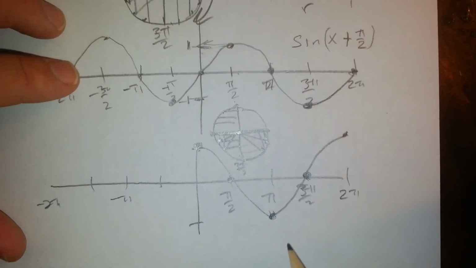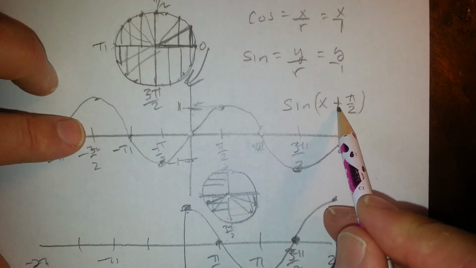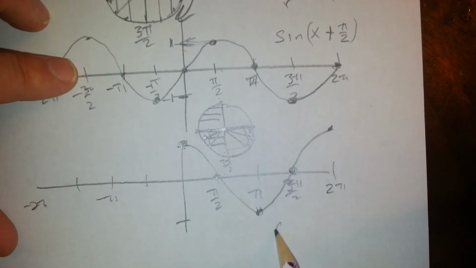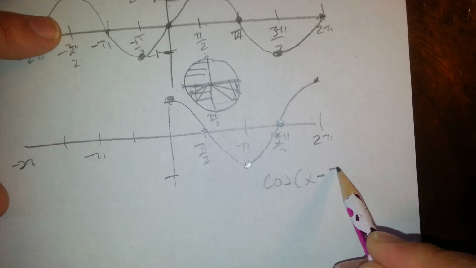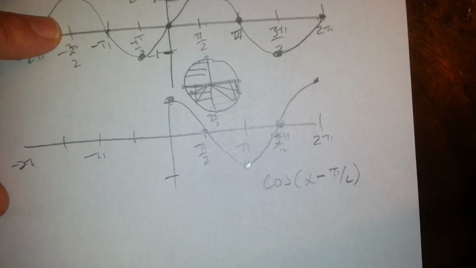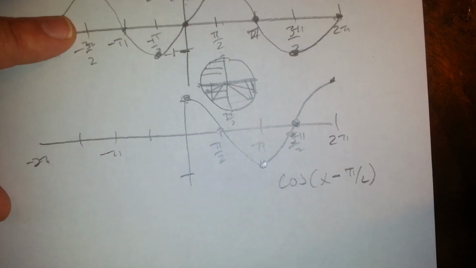If I took cosine, okay, so remember plus means left, if I took cosine and I went to the right pi halves, I would have a sine graph with a horizontal shift pi halves. Okay?